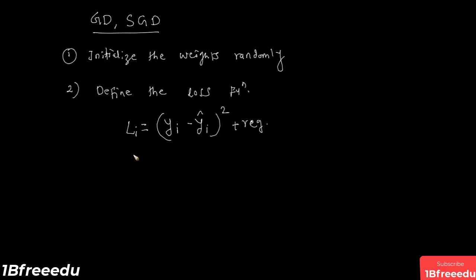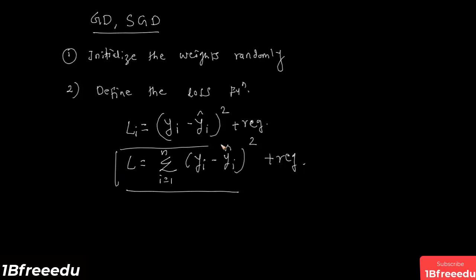So the loss of all the inputs, let me call this loss L, is equal to the sum over i equal to 1 to n, if there are n inputs, of (yi minus yi hat) whole square plus regularizer. So this is the total loss. Now what we want is to optimize this loss. We want to optimize this loss, which means we want to reduce the loss.